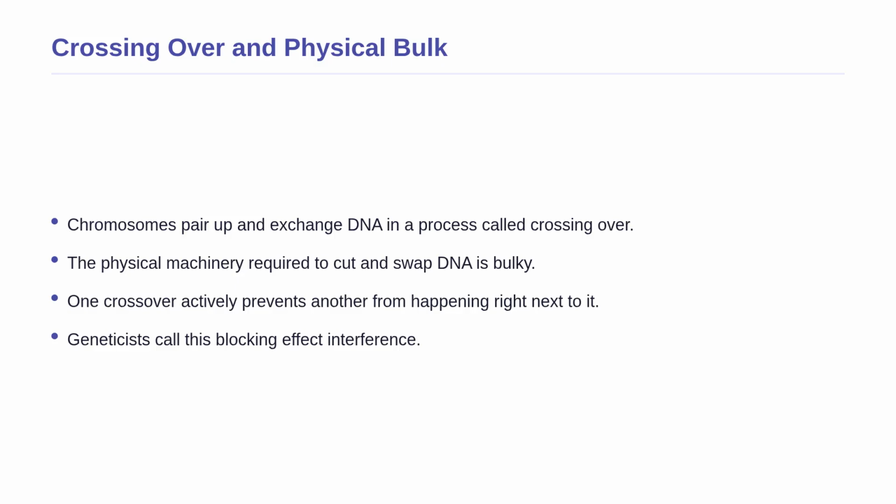Now that we have our tree analogy, let us look at what is actually happening inside the cell. During cell division, specifically meiosis, chromosomes pair up and exchange pieces of DNA. This swapping process is called crossing over. However, the physical machinery required to make that cut and swap is quite bulky. Because of this physical bulk, when one crossover happens, it actively prevents another crossover from happening right next to it. Geneticists call this blocking effect interference. It is a physical constraint that ensures genetic exchanges are properly spaced out along the chromosome.